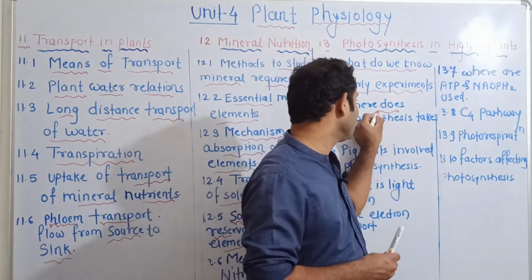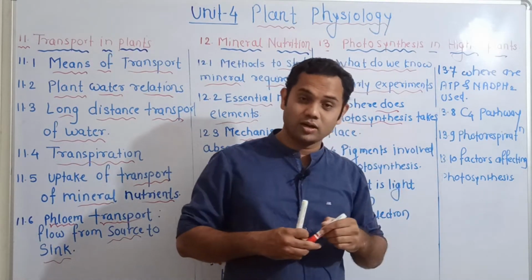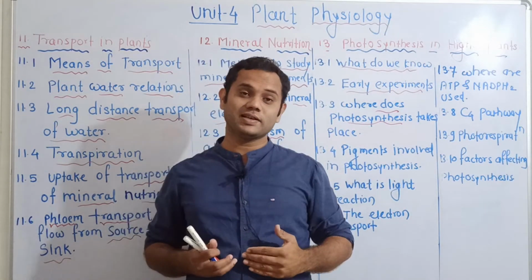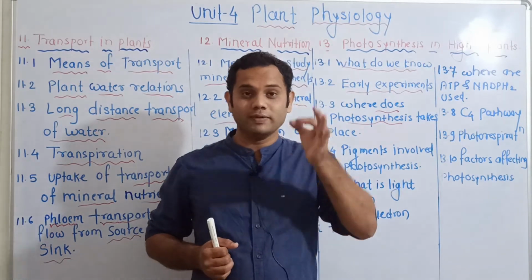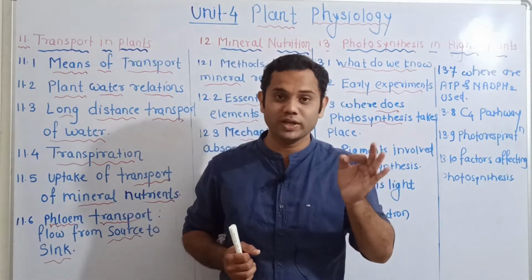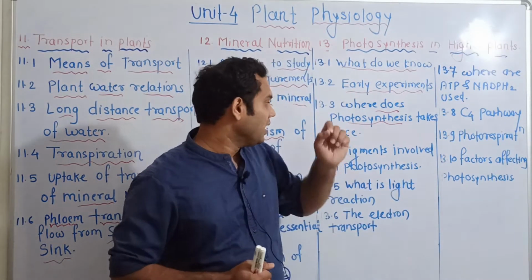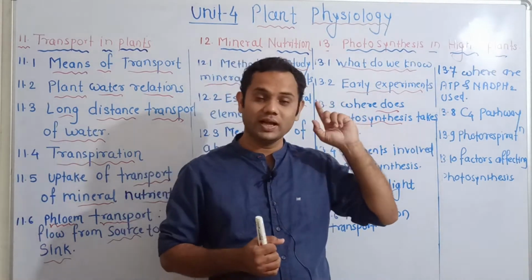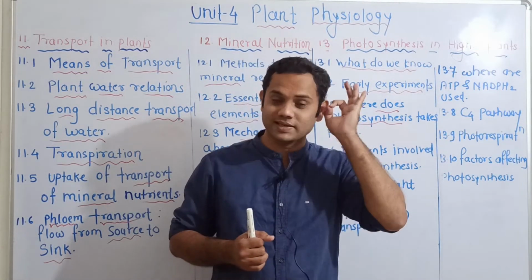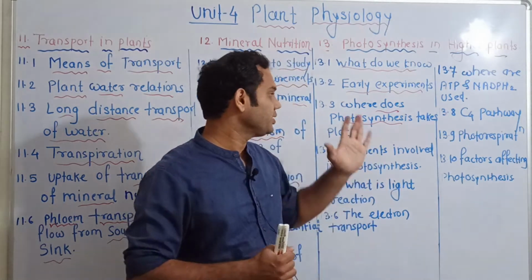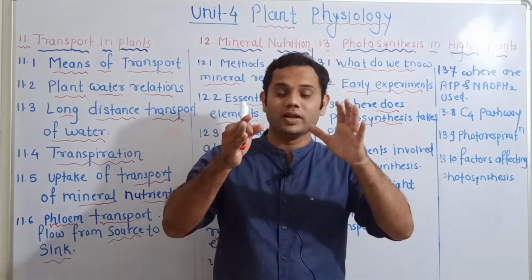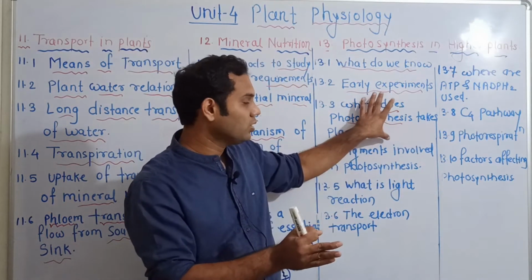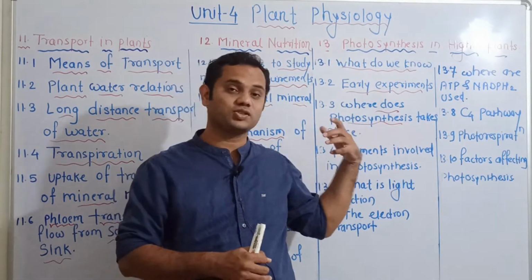Then where does photosynthesis occur? The plant cell consists of a particular, specialized organelle which is exclusively present only in the plant cell. That organelle is called chloroplast. So this chloroplast is the organelle where photosynthesis takes place in the plant cell. So we are going to study the structure of chloroplast.